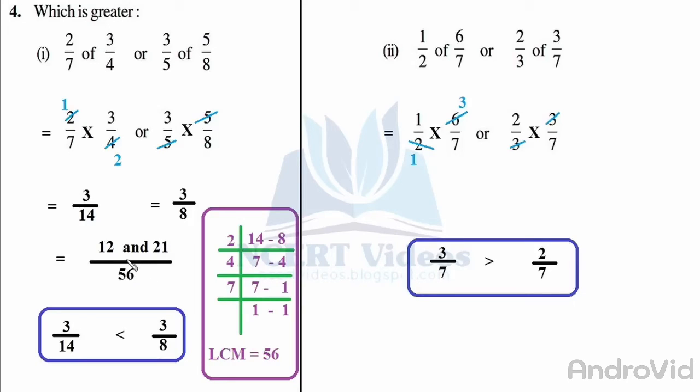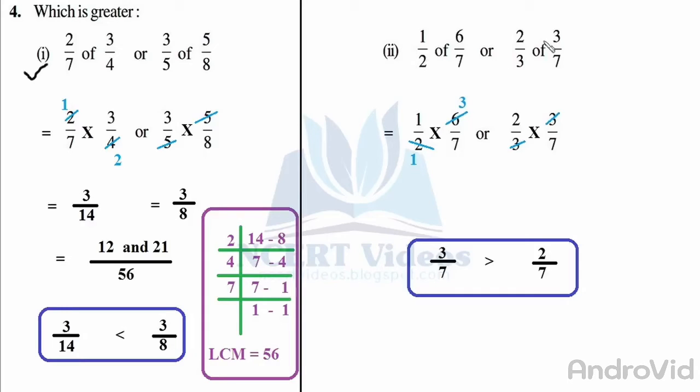You have learned in previous classes. Now you can easily compare because the denominator is the same. So 21 is greater. What does it mean? It means 3 by 5 of 5 by 8 is greater than 2 by 7 of 3 over 4. So in similar fashion we will do the second part.